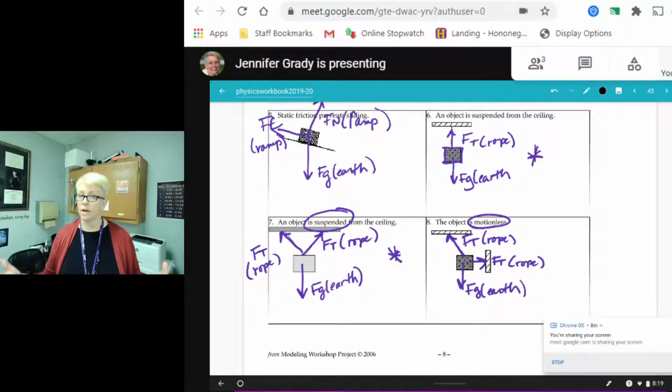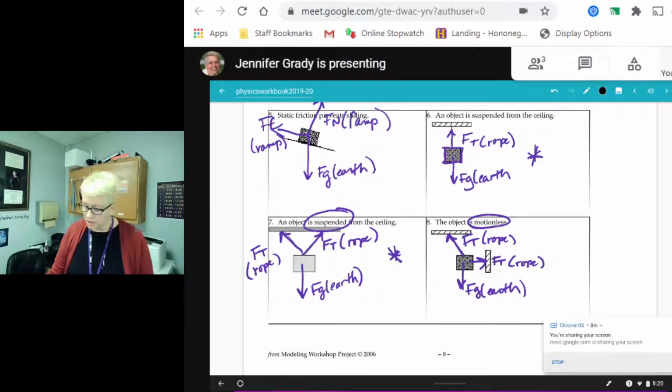The stuff that's left, right, up, down is super straightforward, right? Especially if we have balanced forces, especially if we're talking about an object that is either at rest or moving, but moving with constant velocity. So how do I deal with that?